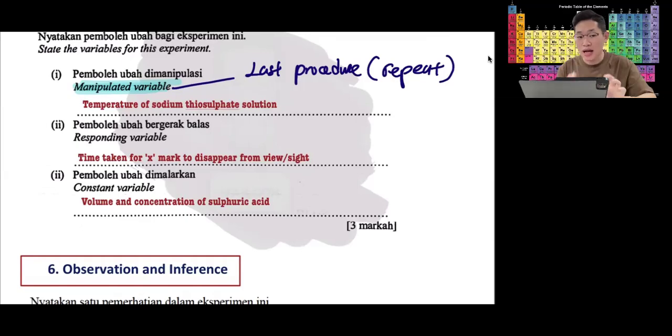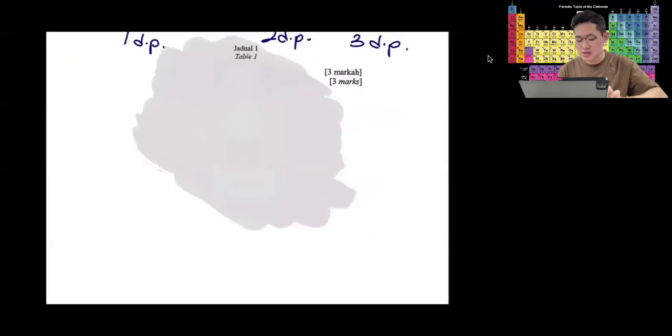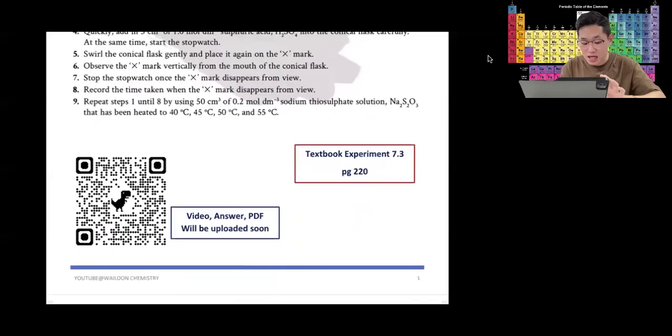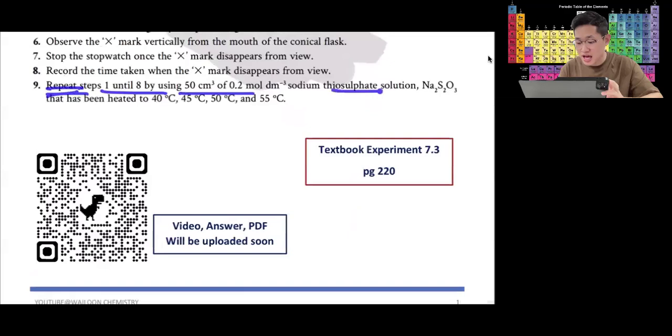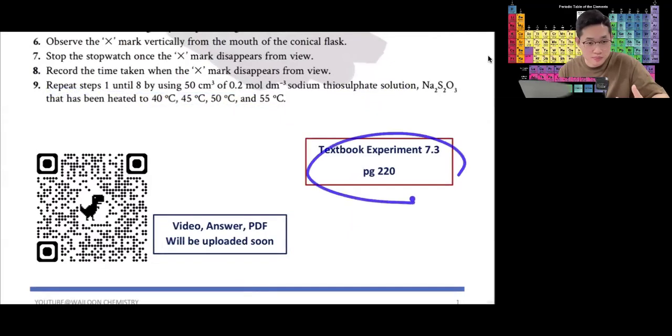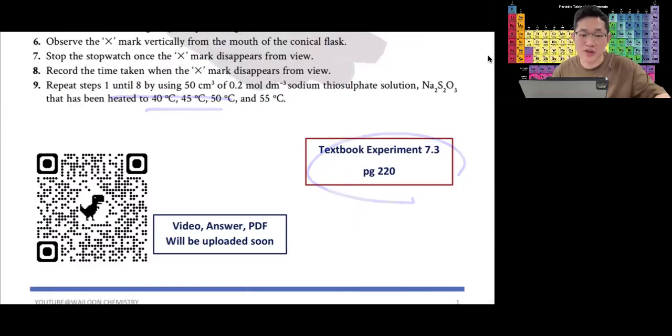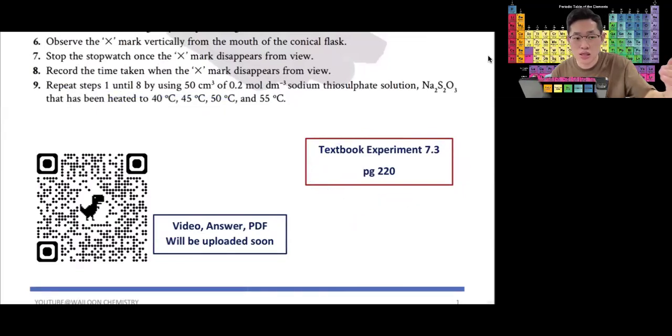Okay, now I go back to my procedure. It says repeat steps 1 to 8 by using sodium thiosulfate at different temperature. This one is based on the textbook, that's why there are a lot of sets of experiment here. But for yours, most likely they will ask you to carry out only 3 sets. Most likely it's only maybe 40 degrees Celsius and 50, that's all.